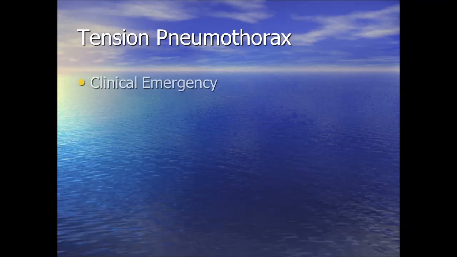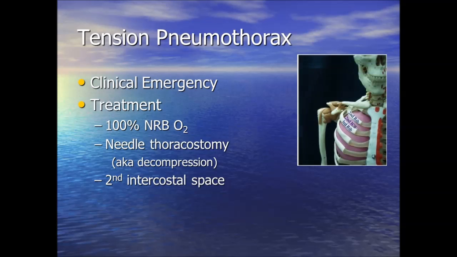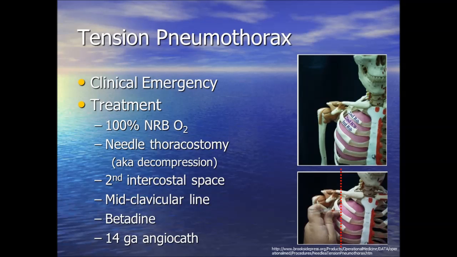And providers that are in ALS are trained on how to correct that with a 100% non-rebreather and do what's called a needle thoracostomy. So basically, you take an angio catheter and you stick it in the chest in the mid-clavicular line right here. And basically, you stick the catheter in because the lung's already collapsed. And then you leave the plastic tube in, and this gush of air will come out because it's all built up inside the chest.